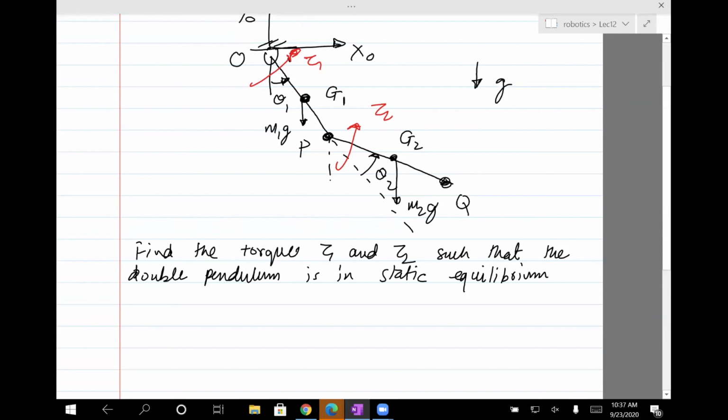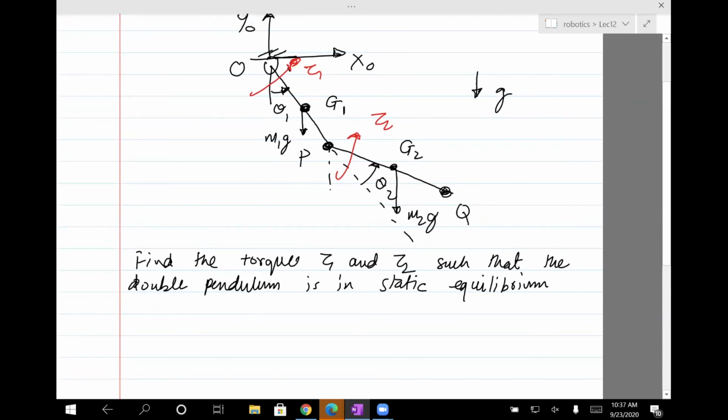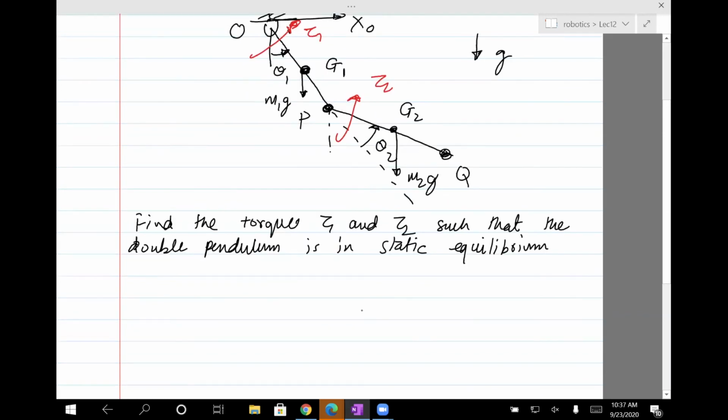One way is to draw a free body diagram of the system. You'll have to draw a free body diagram for both links, solve for tau 1, then draw a free body diagram for the second link, that is G2, solve for tau 2, and you have the answer. The other way to do it is to use this formula which I just derived. The torque is J transpose times F. Okay, so let's see how to apply this formula.